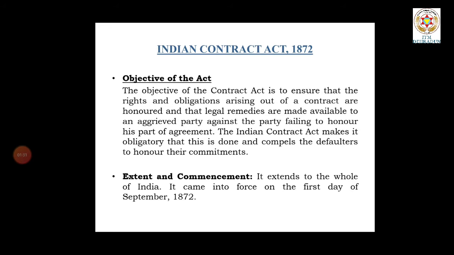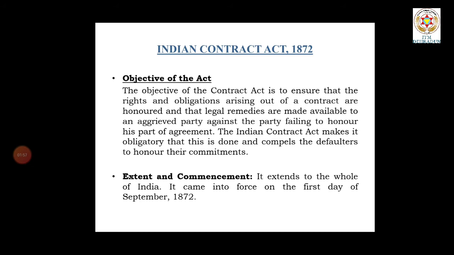So there are two or more parties between whom the contract takes place. Now every party has the responsibility to fulfill their obligations. If one party fails to honor his obligation, the other party becomes the aggrieved party, and the aggrieved party has the right to compel the defaulters to honor their commitments. That all has to be explained by the Indian Contract Act 1872.